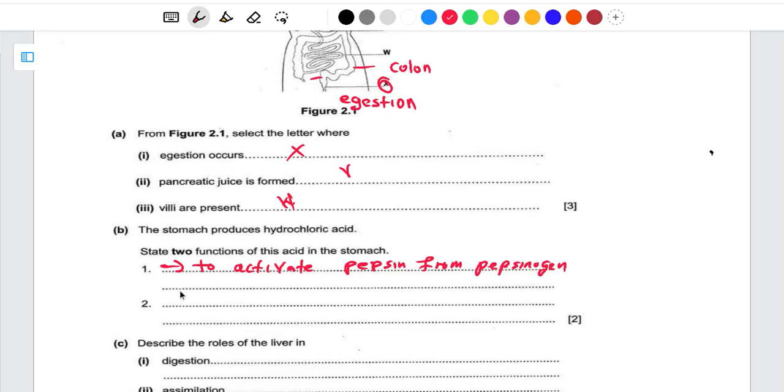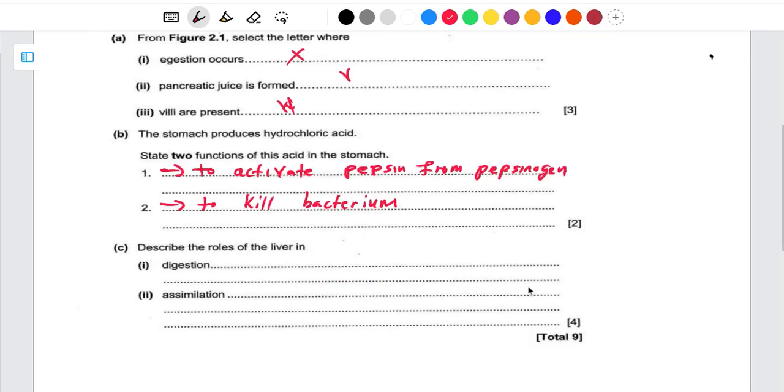Then apart from that, the hydrochloric acid, or the acidity of the stomach, allows it to kill bacteria or bacterium which has been ingested with food. So you can just say to kill bacteria or bacterium. You have to take note of that. Bacterium or bacteria, ingested with food or invade with food.